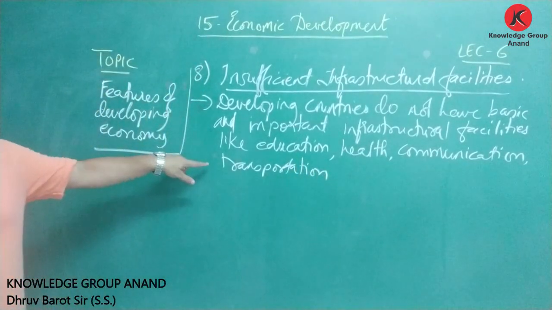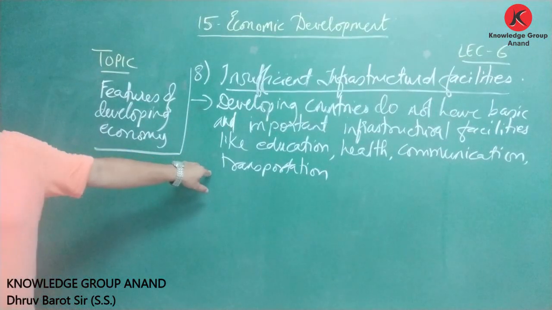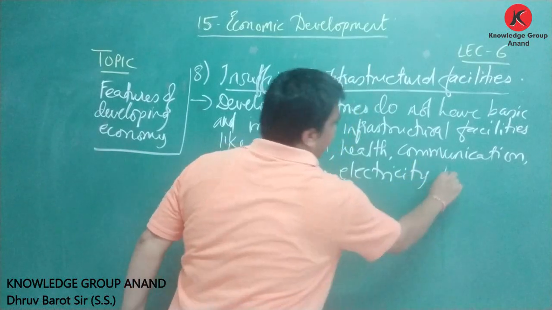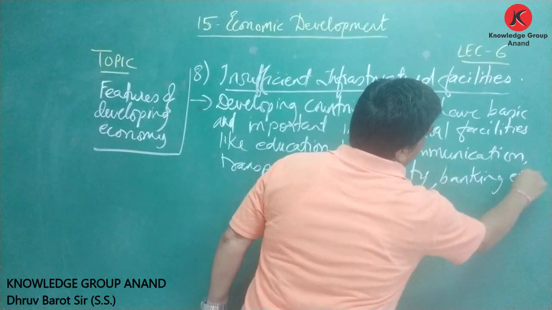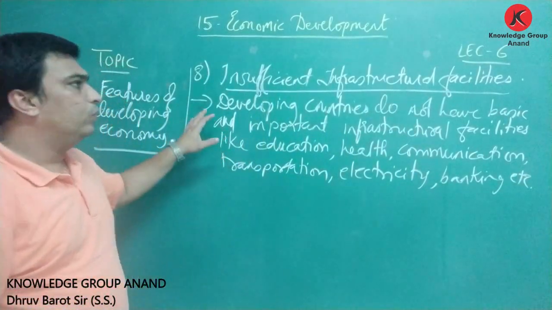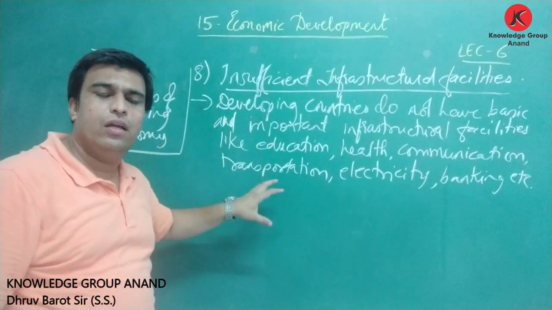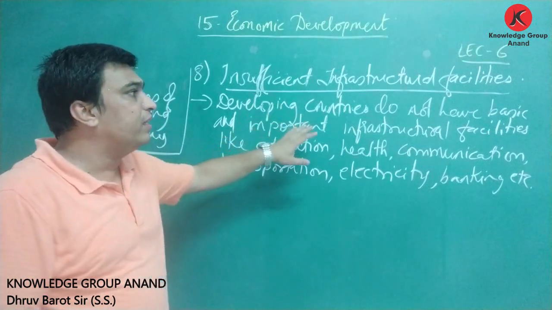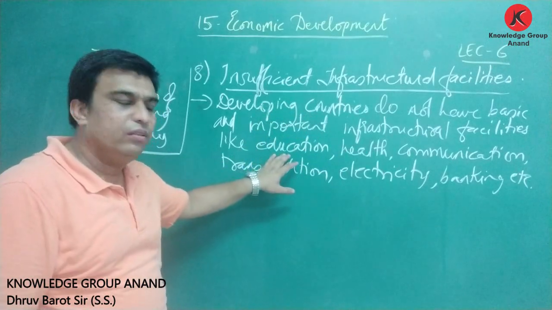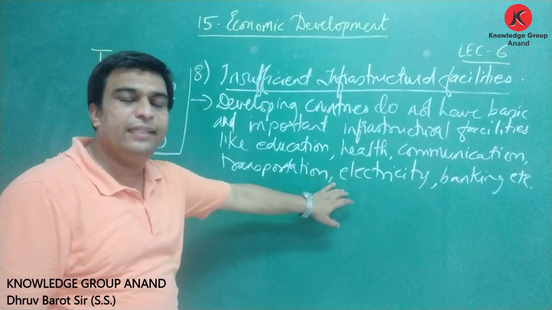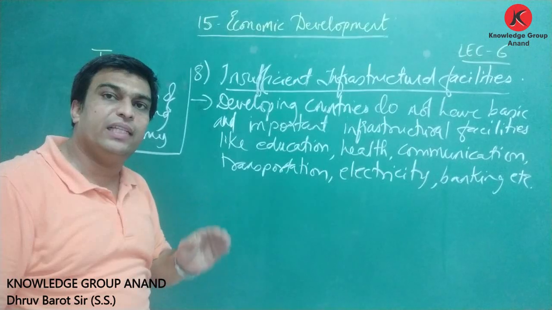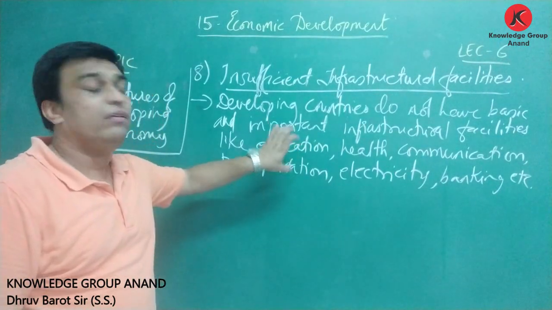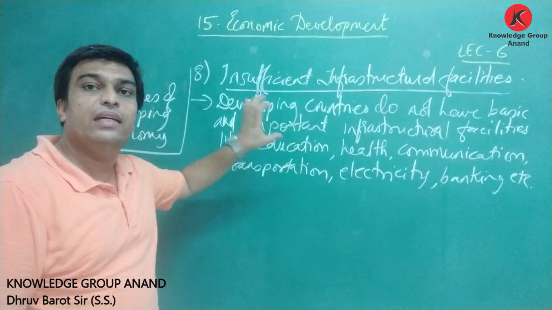Friends, all these are considered basic infrastructure facilities. Then we can say electricity, banking facility, banking, etc. Majority in the developing countries, we see these facilities lacking. There might be these facilities, but not in the amount in which they are required. Developing countries do not have basic and important infrastructure facilities like education, health, communication, transportation, electricity, banking, etc. These are some of the infrastructure facilities that are required for any developed country. If you look at the economy of any developing country, these facilities are not available in the required amount as they are needed.